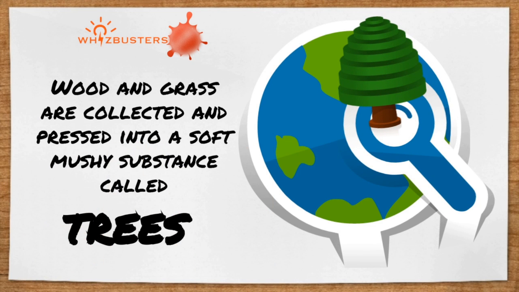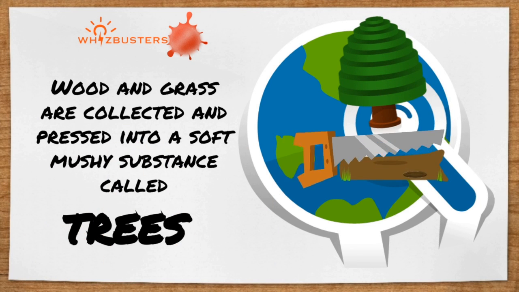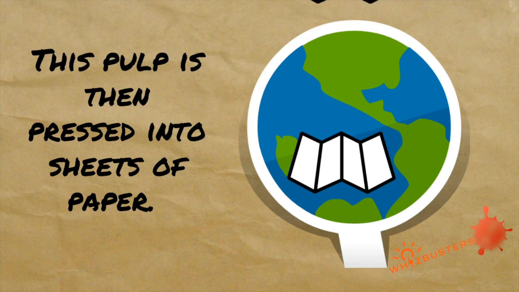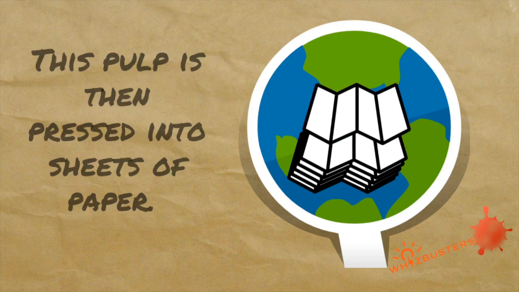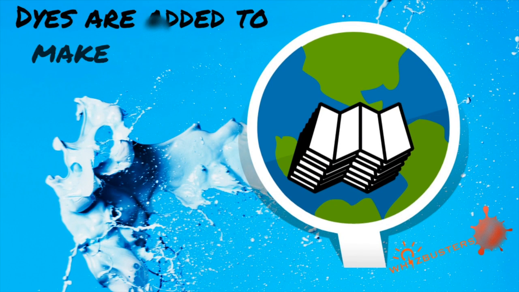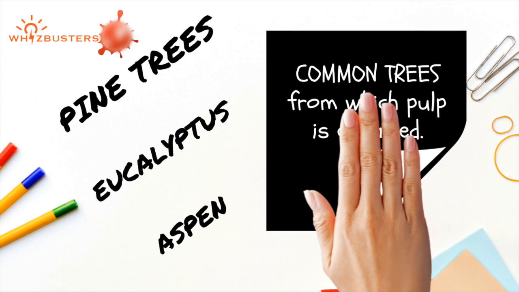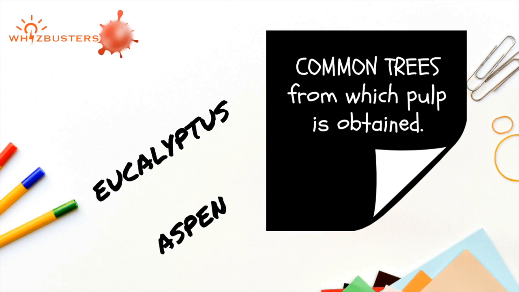Wood and grass are collected and pressed into a soft, mushy substance called pulp. This pulp is then pressed into sheets of paper. Dyes are added to make different colors. Pine trees, eucalyptus, and aspen are common trees from which pulp is obtained.